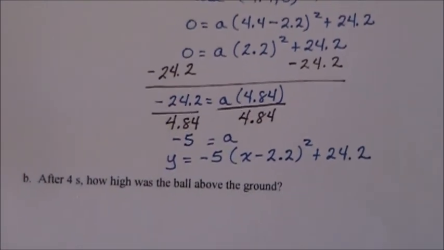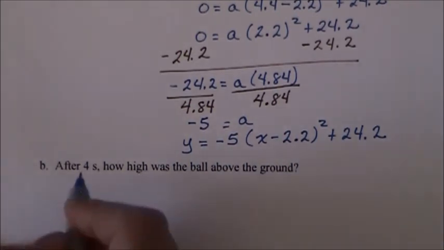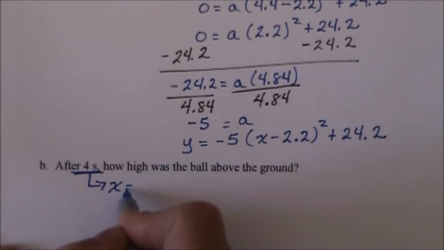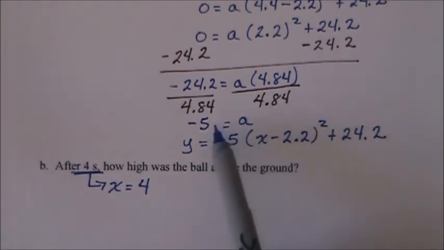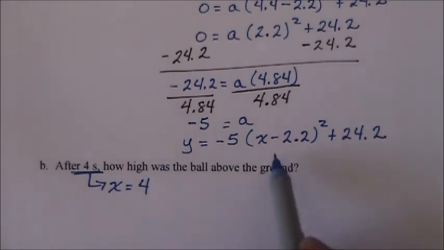The second half of this question says, after 4 seconds, how high is the ball above the ground? Well, after 4 seconds is an x value. So x is equal to 4. We have a couple of options on how to do this. One of them is put the equation that we just found into our graphing calculator, graph it, and then use our second trace value. The other option we could do is we could just replace the x in the equation and solve for y. And that's the one that I'm going to do.